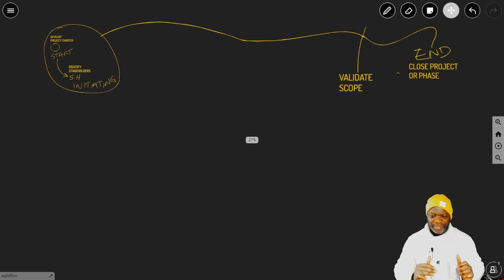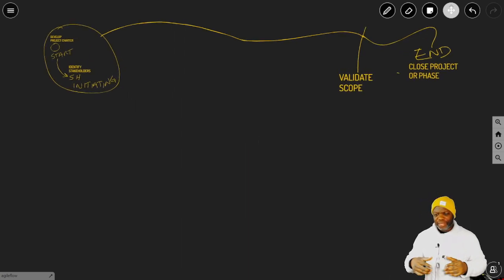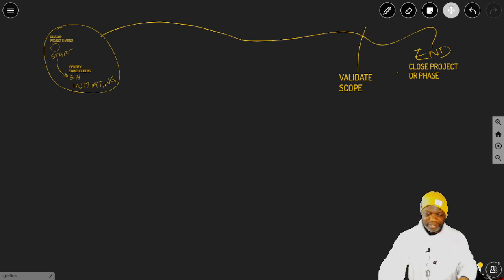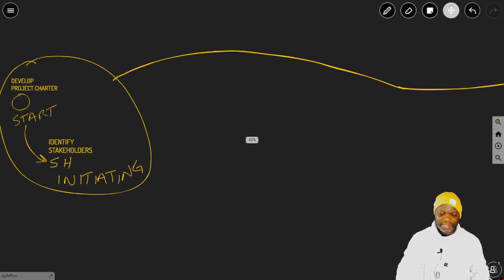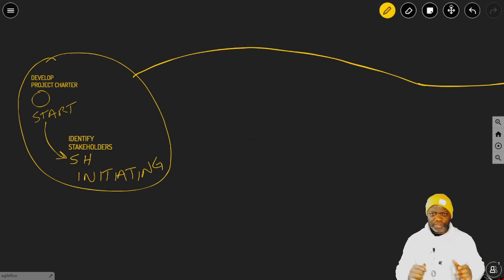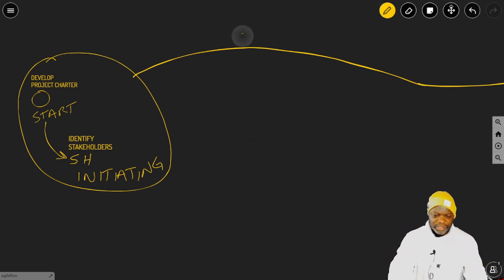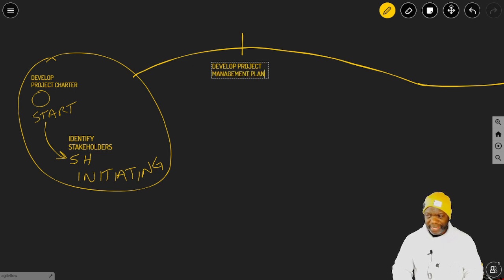You've got the beginning, initiating, and then you've got a bunch of things that are going to lead us to the end. Now, the next thing of significance that happens to chunk it up so that you don't have to sweat it is called Develop Project Management Plan. So what happens here is a development of a project management plan.